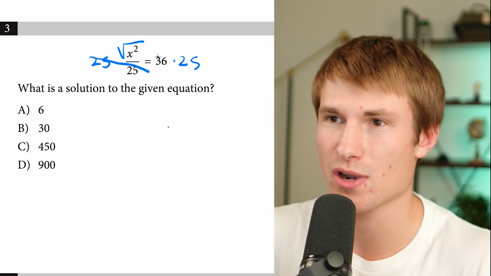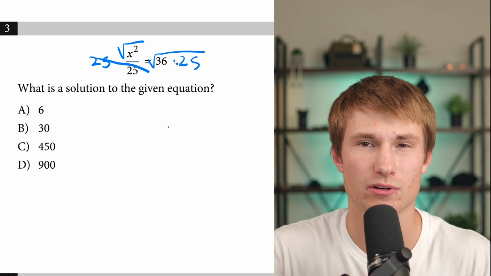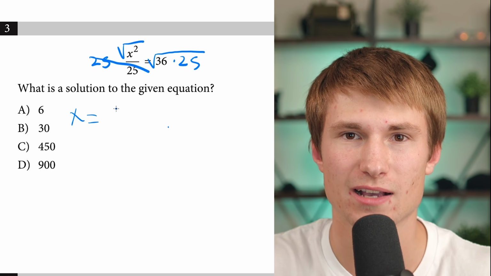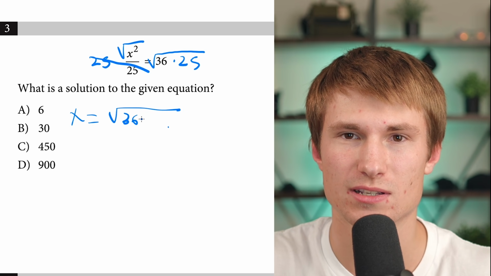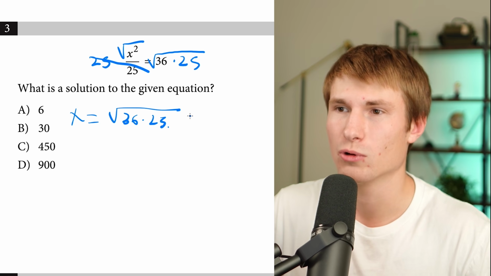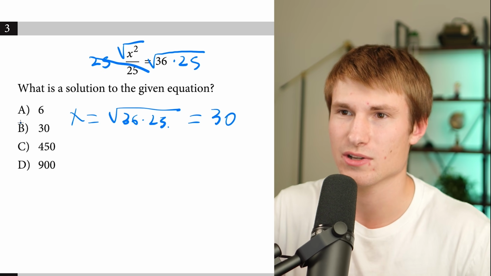So we have to take the square root of x squared, which means we also have to take the square root of 36 times 25. This leaves us with x is equal to the square root of 36 times 25, which will equal out to 30. So we know our answer there is going to be answer choice B.